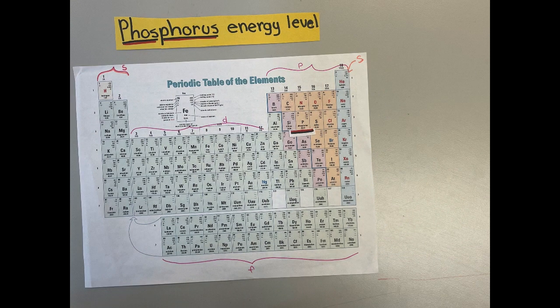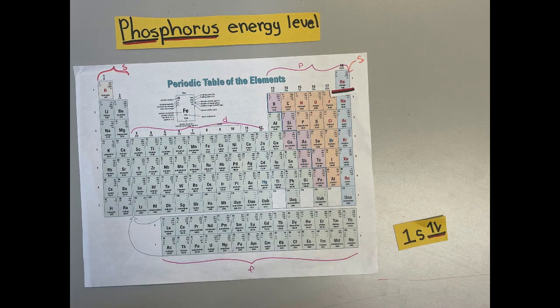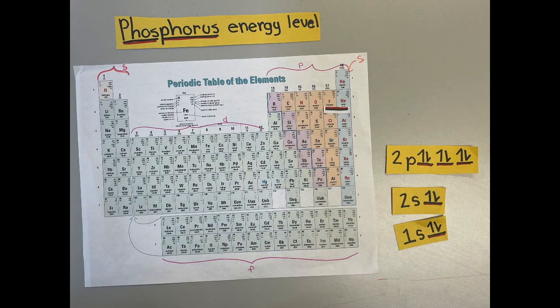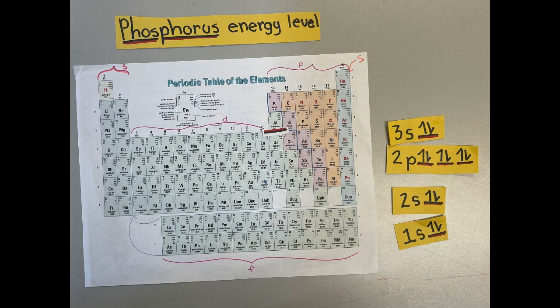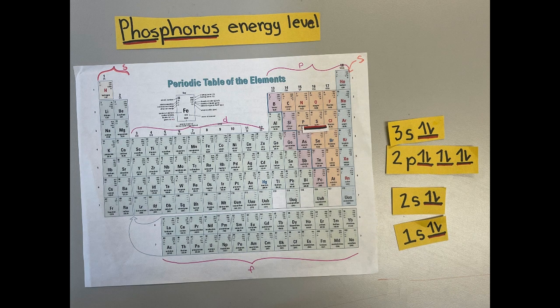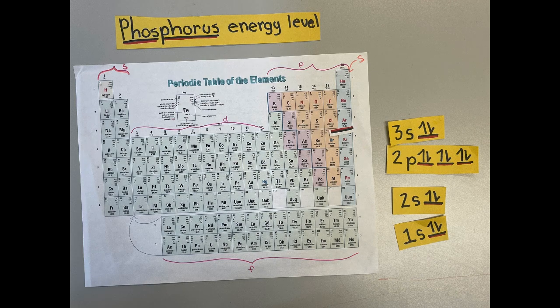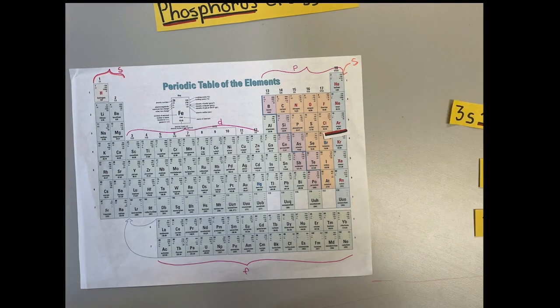Next, let's do phosphorus. Let's find phosphorus. There it is. Let's look through the groups we go through. 1s, 2 electrons, 1 orbital. 2s, 2 electrons, 1 orbital. 2p, 1, 2, 3, 4, 5, 6: 6 electrons, 3 orbitals. We're using that entire 2p. Next, we have 3s, which is 1 orbital, 2 electrons. To get to phosphorus, 3p has 3 electrons, 3 orbitals.